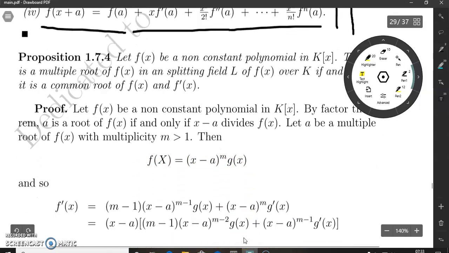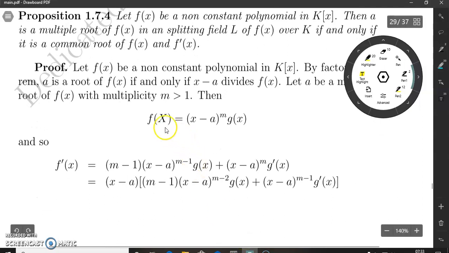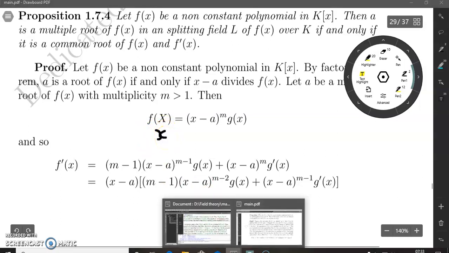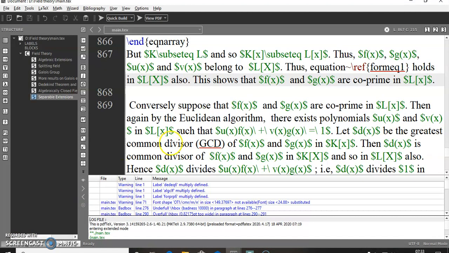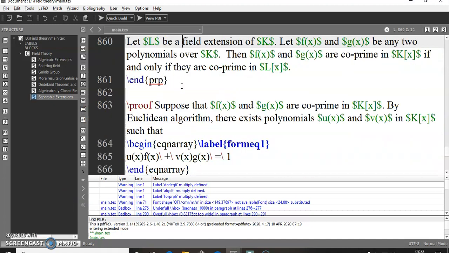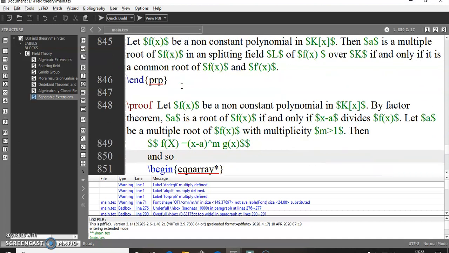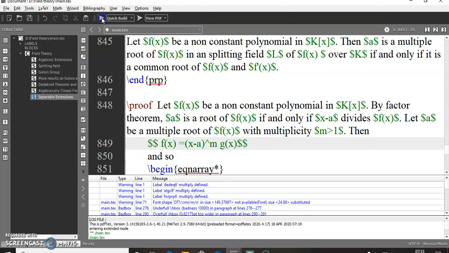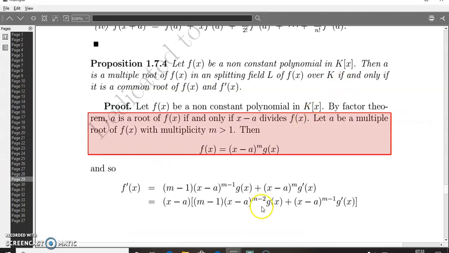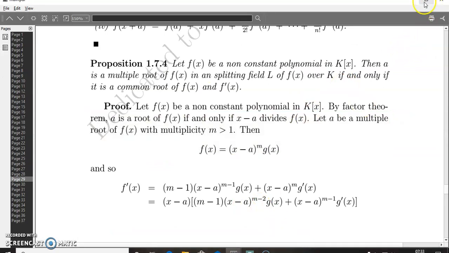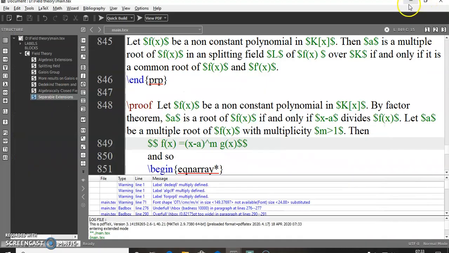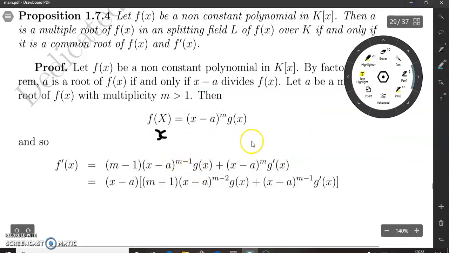Now differentiate this polynomial. Here is a mistake, I will correct it. This is small x. Okay.